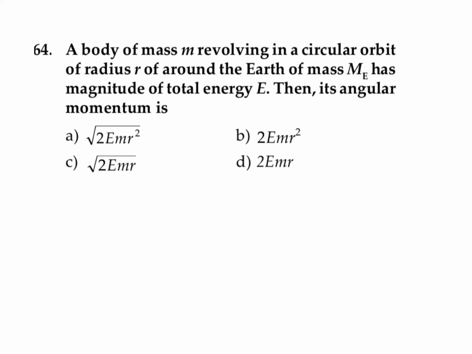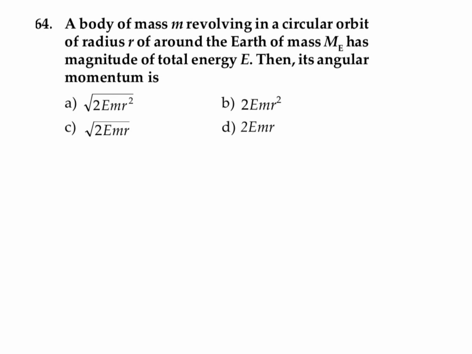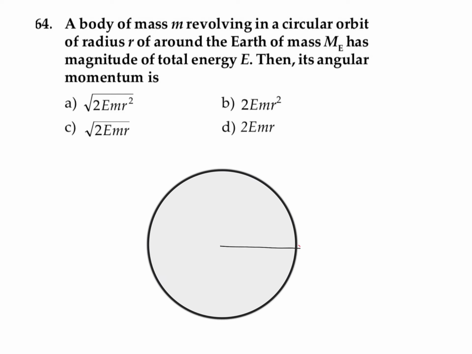In this question, it is given that a body of mass m revolves in a circular orbit of radius r around the earth of mass Me, and has a magnitude of total energy E. Its angular momentum is asked. We know that the angular momentum of an object in a circular path is m into v into r.